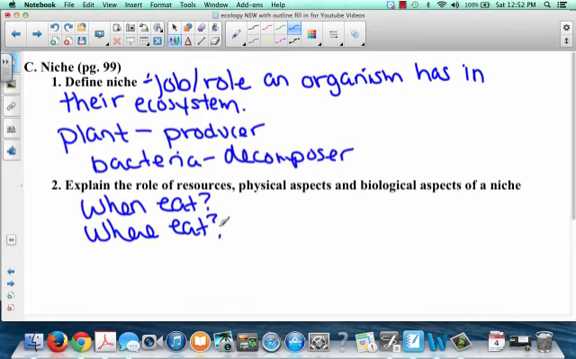Do you eat on the top of the tree, in the middle of the tree, the bottom of the tree, the ground? Do you eat plant material on the top of the tree? Do you eat animal material? There's so many different things that can control your niche. Okay, so also your own behavior, whether you're up at night, whether you're nocturnal or diurnal, all these different things go into a niche.